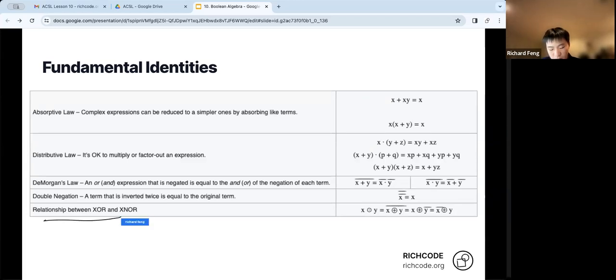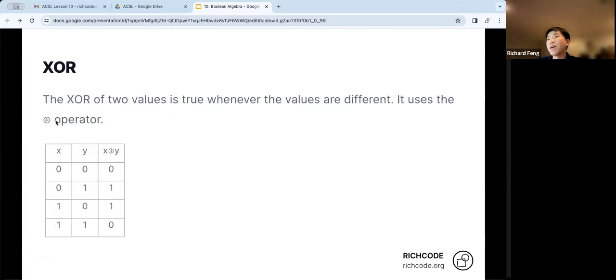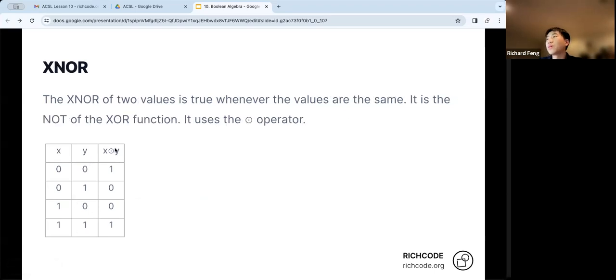And lastly, the relationship between XOR and XNOR. So XOR and XNOR are like the opposite. x XNOR y is the same thing as not x XOR y. And we can also apply the not to each individual term. It will still give you the same result. This one isn't really used a lot, but it's still good to know that XOR and XNOR are opposites. But you can also just see that from the truth table over here. XOR is whenever the values are different, it's true. And XNOR is whenever the values are the same, it's true. So they are opposites of each other.